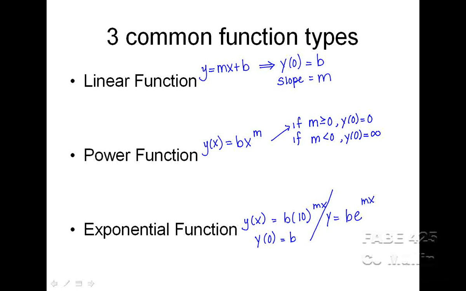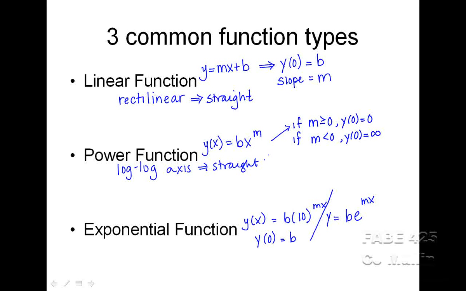Now, if we plot the linear function on a normal axis, which the book calls rectilinear, it forms a straight line. That's kind of obvious. With a power function, if we plot it on a log-log axis, you end up with a straight line. So log-log axis yields a straight line.